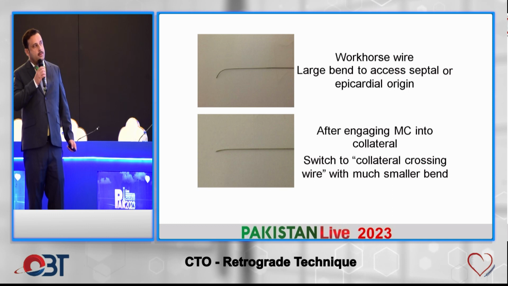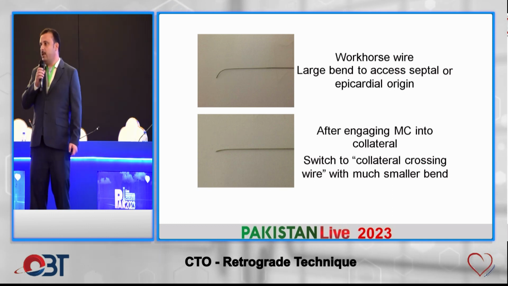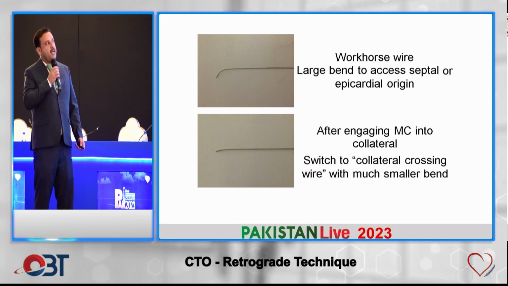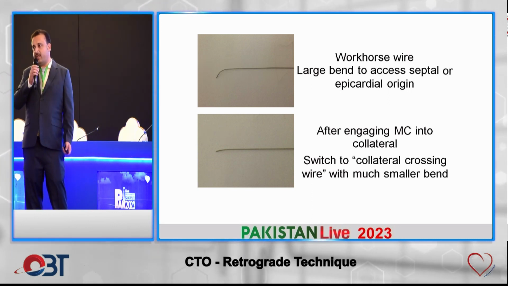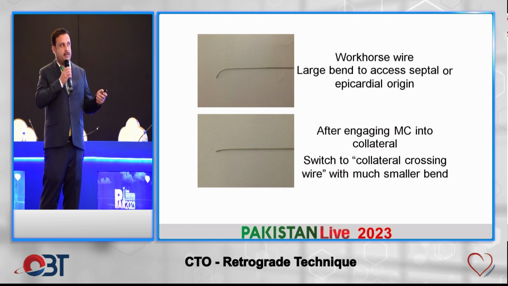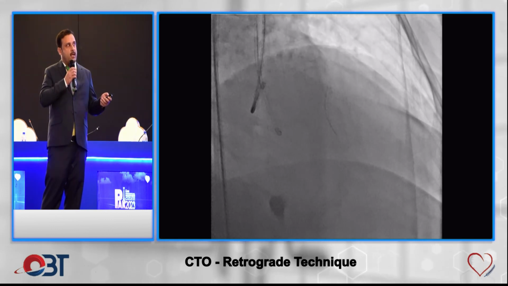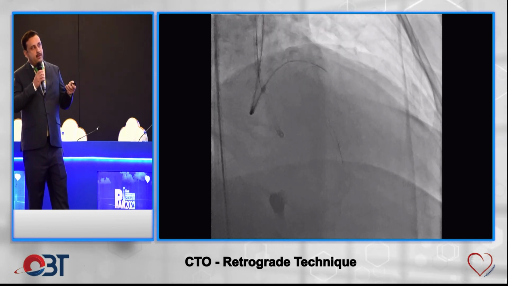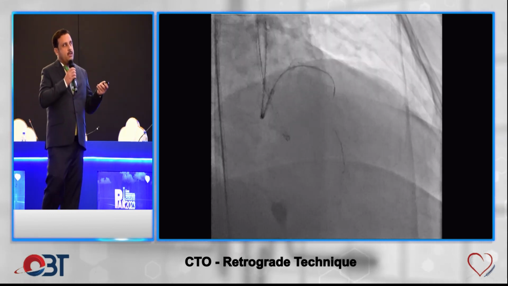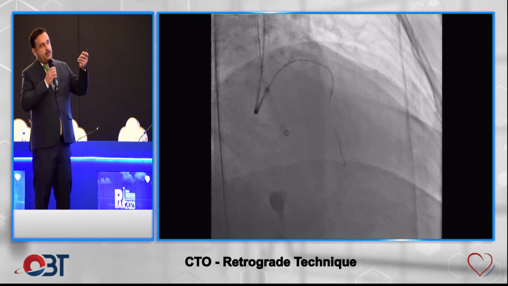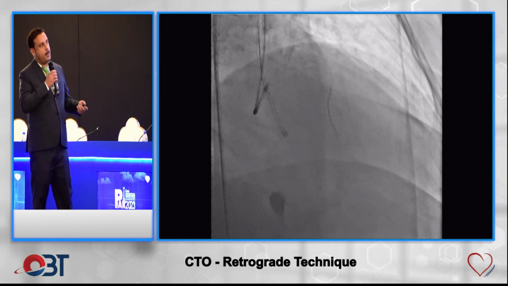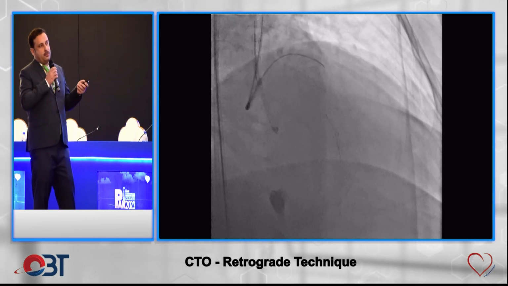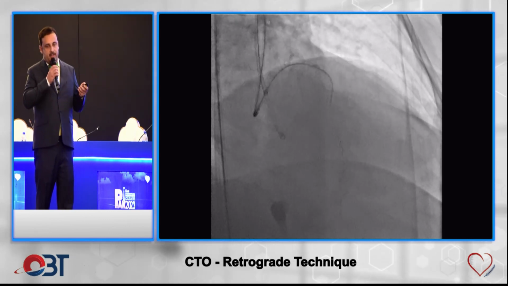Now, first we take the wire. Which wire should one take? We initially take a workhorse wire and we give a double bend curve to this wire. We get this wire into one of the septals. Over that workhorse wire, we take the Corsair Pro microcatheter into the septal. Most of the time it is easy to make a bigger curve to the wire and cross it into the septal.